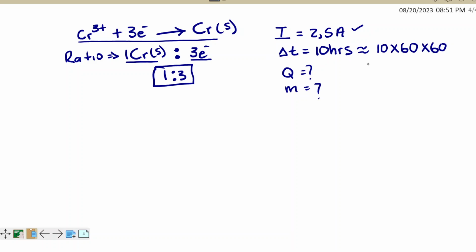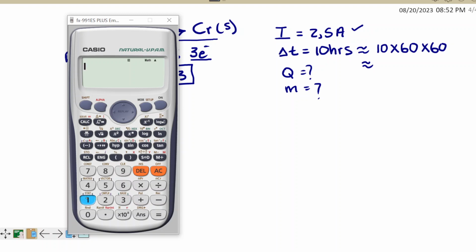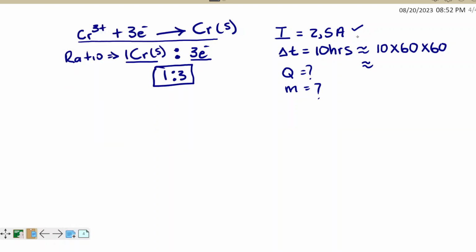So we need to quickly punch this on the calculator. We have 10 by 60 by 60, so we have 36,000 seconds. So that is the time.